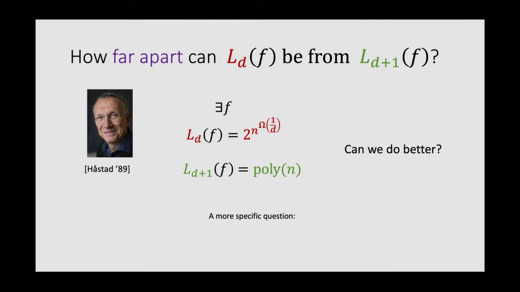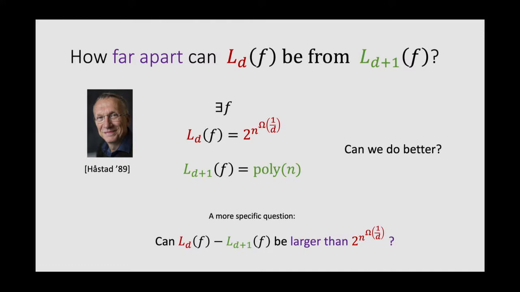But let me ask a more specific question. Instead of looking at polynomial versus exponential, what if we looked at a different way to formalize this question? How big can the additive gap be between these two measures? You have a function f. What is the depth d complexity minus the depth d plus 1 complexity of this function? And can we get a function such that this is larger than 2 to the n to the omega of 1 over d? Okay, so that's what I'm going to talk about in this talk.